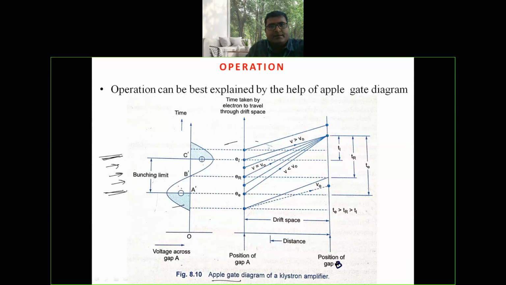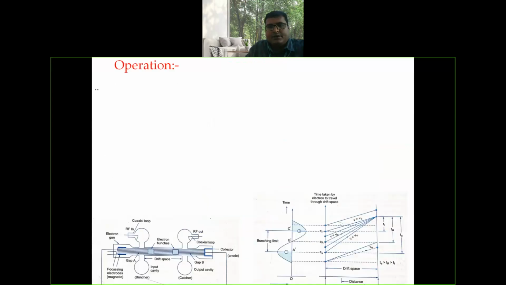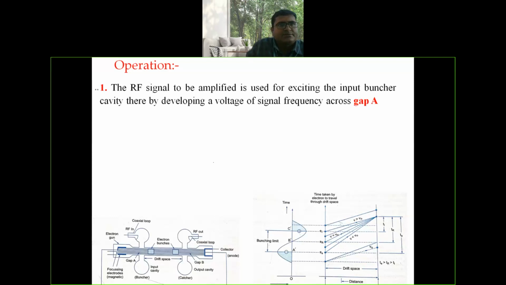Let us move to the next slide. Regarding the operation of two cavity Klystron amplifier, I will read out the first point. The RF signal to be amplified is used for exciting the input buncher cavity, thereby developing a voltage of signal frequency across gap A. Means here, the signal to be amplified is applied at the buncher cavity.